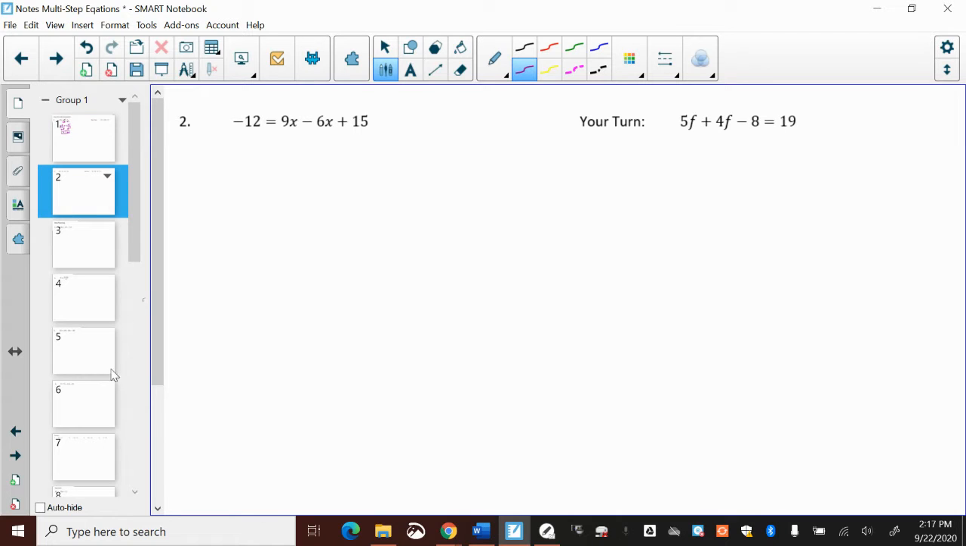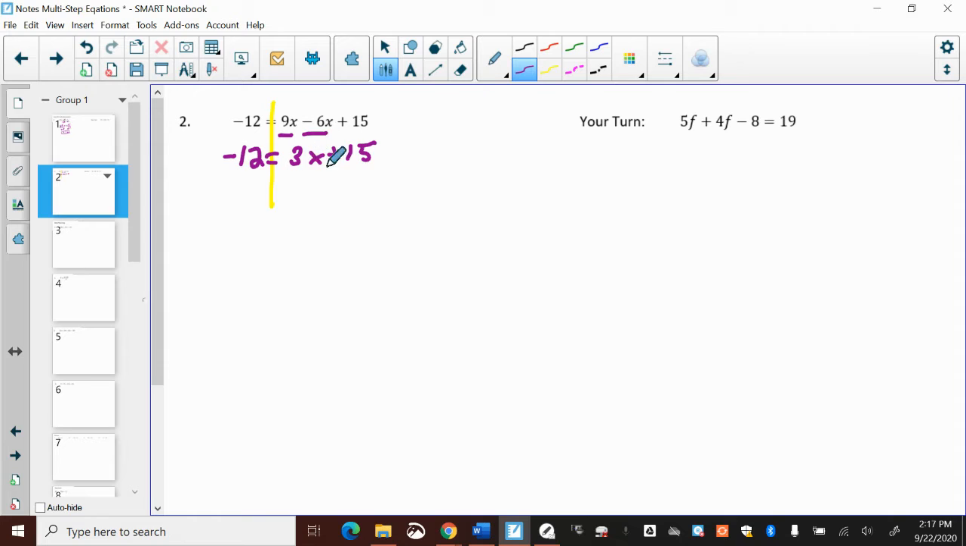All right, so this is going to be considered a multi-step, and we kind of did this with the geometry ones. What we want to do is combine like terms that are on the same side of the equals. So you have this equal sign here. I can see that 9x and 6x are on the same side, and they're like because they both have x's. So we're going to combine them up before we start the problem. So minus 12 is equal to 3x plus 15.